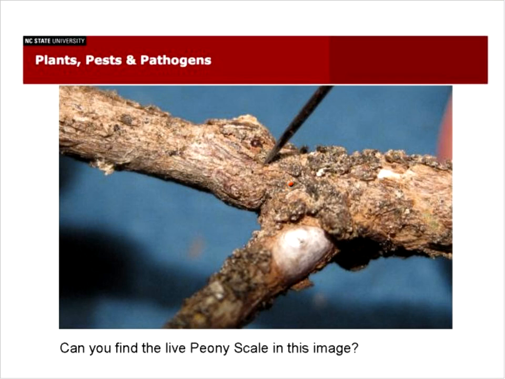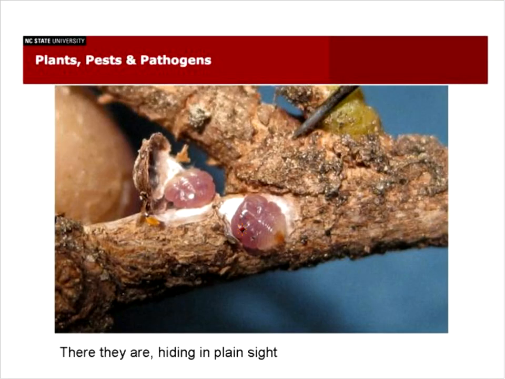They are extremely well camouflaged. This is the point of an insect pin here, and I'm pointing directly to one of these peony scales, and I think this is probably another one up here. So if you carefully flip that scale over, voila, here is the scale cover, and here is the living body of the scale underneath. Another one here, and I just want to mention this little darkened area at the tip of the abdomen. This is a structure called the pygidium, and it's characteristic of the armored scales.